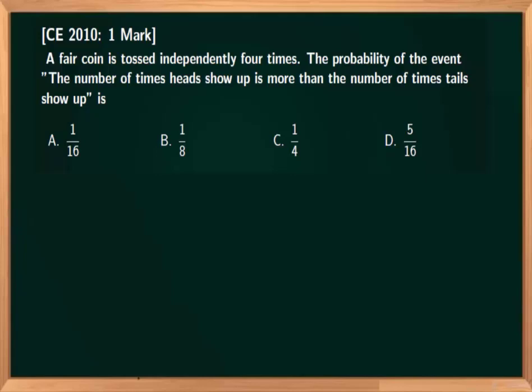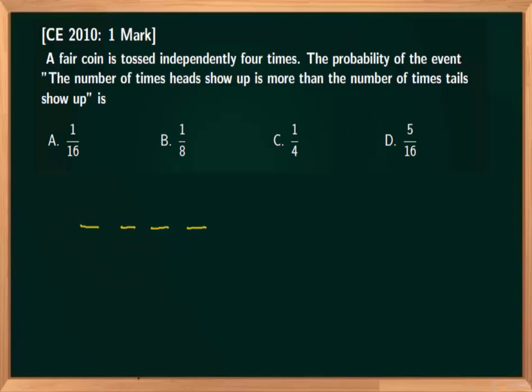A fair coin is tossed independently 4 times. The probability of the event that the number of times heads show up is more than the number of times tails show up is... So I have a fair coin and I am tossing it 4 times.